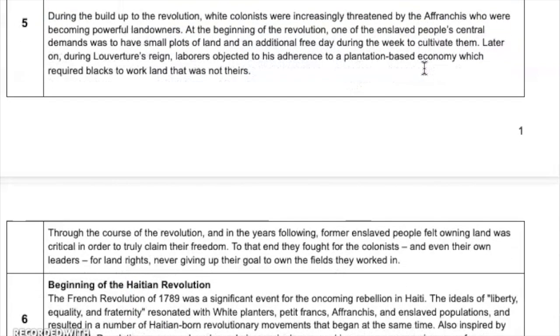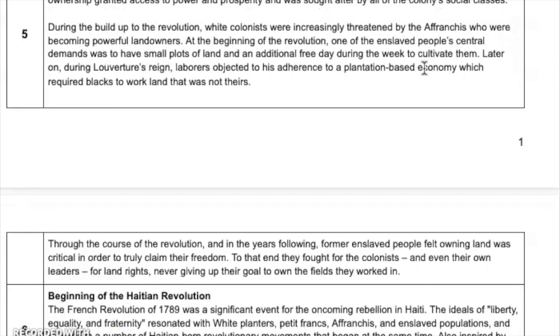All right. Moving into the next section about land ownership. Paragraph 5 is focusing on land ownership. It says, land ownership in Saint-Domingue was a critical issue before, during, and after the Haitian Revolution. Land ownership granted access to power and prosperity and was sought after by all of the colony's social classes.